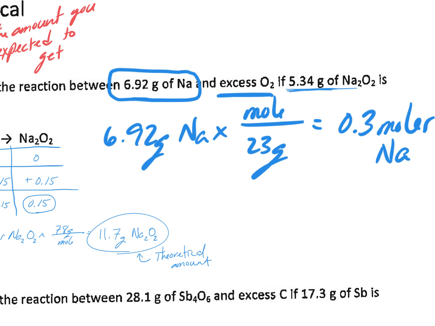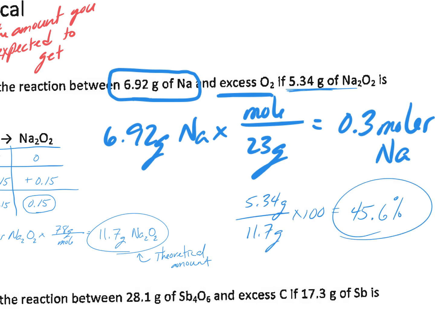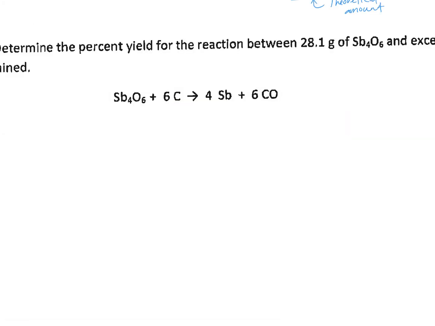It's, we only made 5.34 grams out of the possible 11.7 grams. So I'm going to write this out. All right, so 5.34 divided by our theoretical amount, 11.7, that's only 45.6% yield. That's not so great. I mean, there were some mistakes that were made during this experiment, apparently, and that's what happened. But this is the percent yield. All right, let's try some other examples.